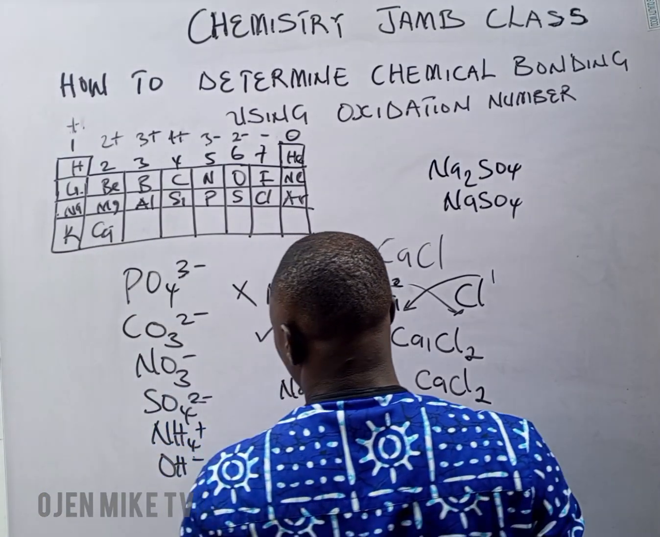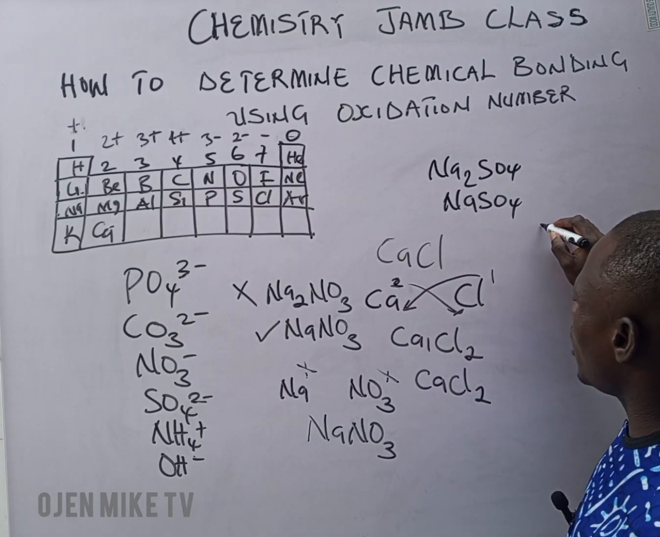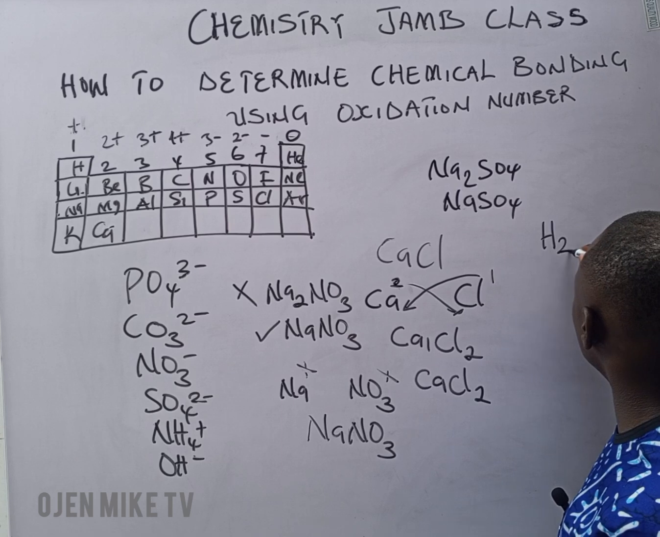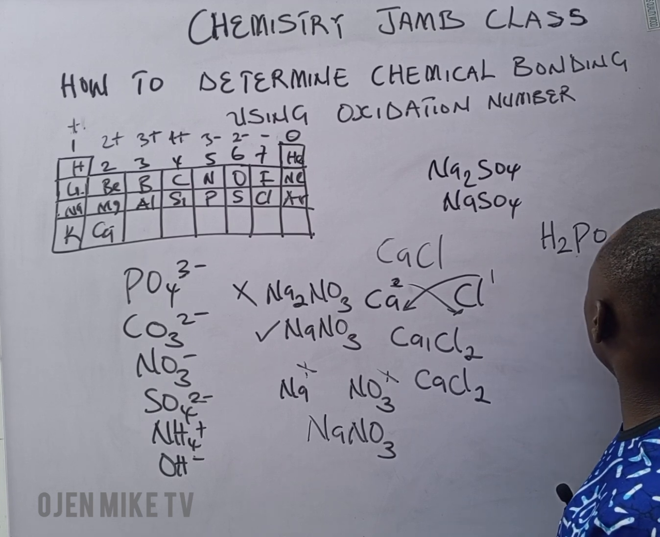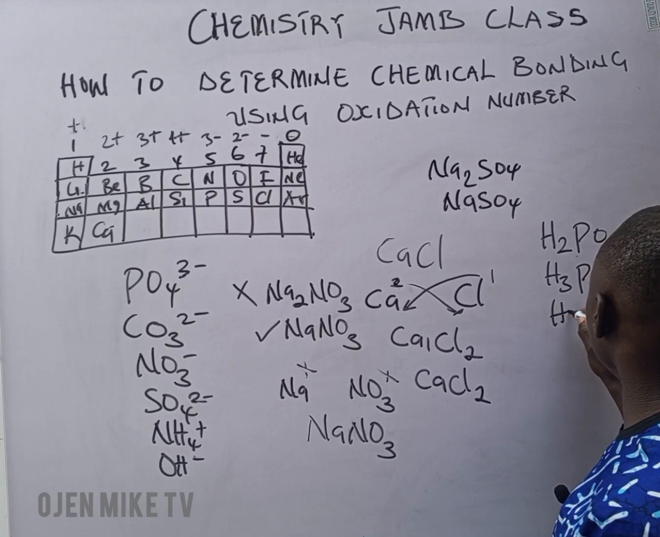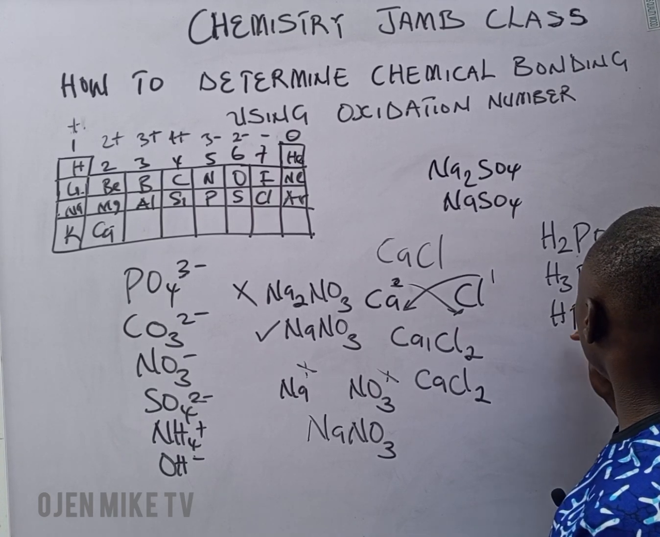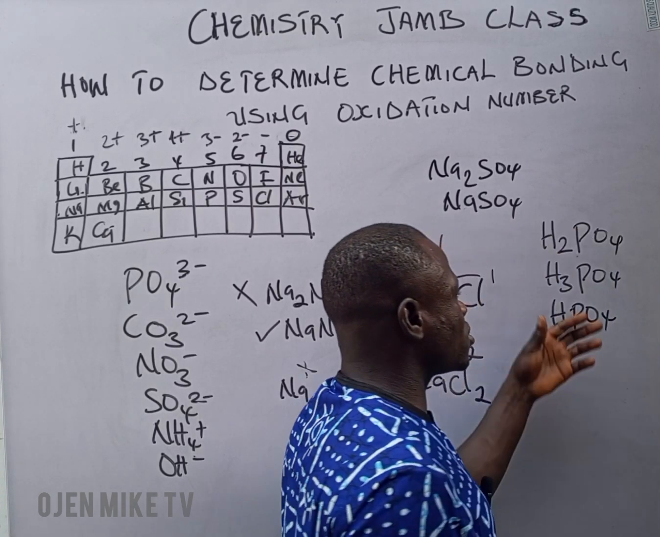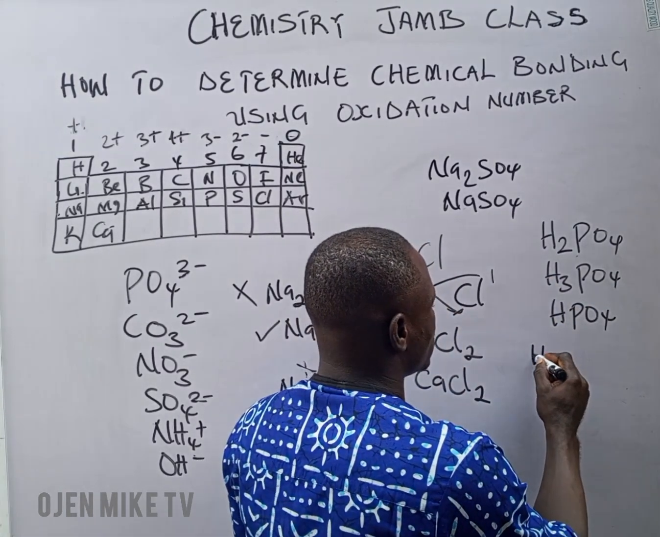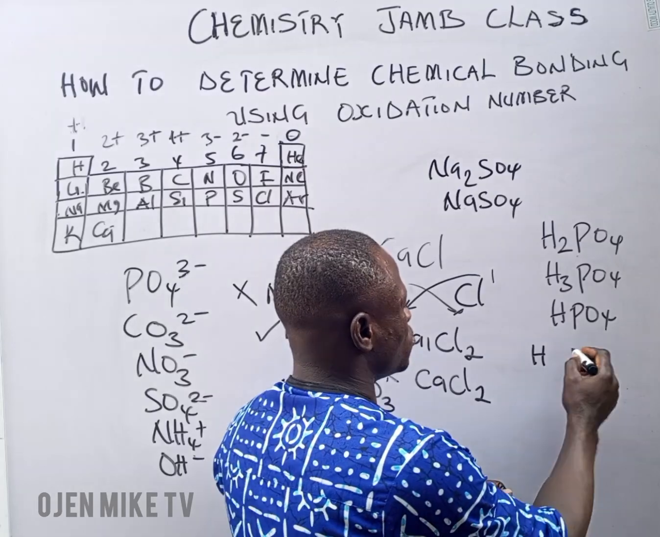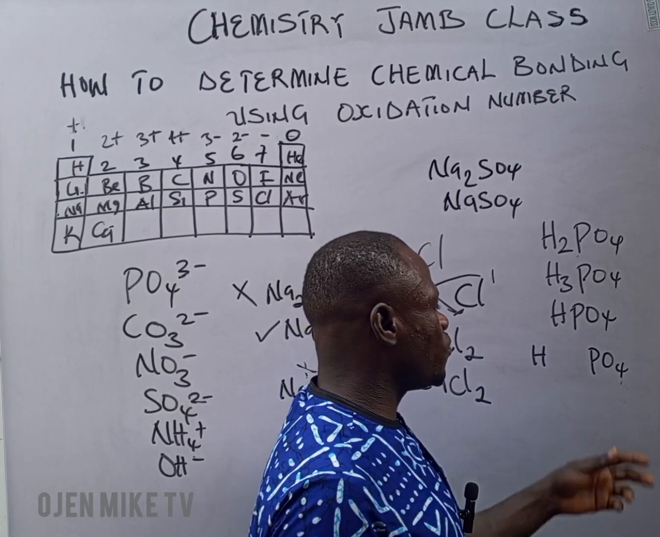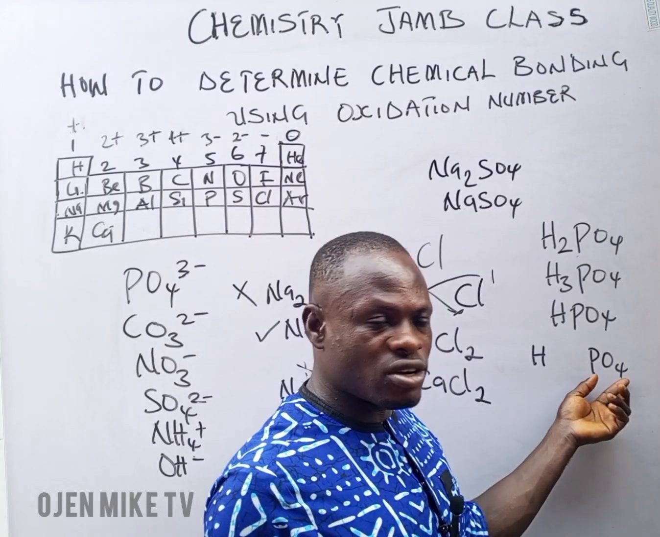Now, what if you have a compound like this? H2PO4, H3PO4, HPO4. Which one is the correct formula among these three? So now we are going to split them. We split to have what? Hydrogen here. We have what? PO4. PO4 here, that is tetraoxophosphate, exists as what? As a radical.